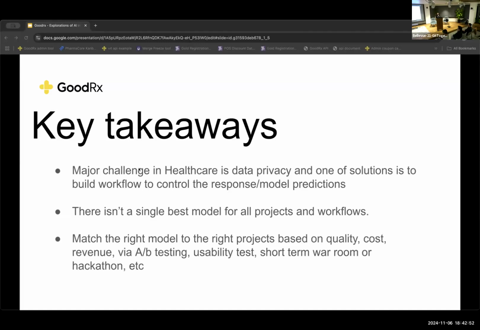The way we evaluate and match the right model to the right project is the key. And how to do that is based on quality, cost, revenue, and all these via A/B testing, usability tests, short-term war rooms, or just hackathons. And as soon as they get the outcome, if it is good, it is more likely to get approval and move the process to production, right?